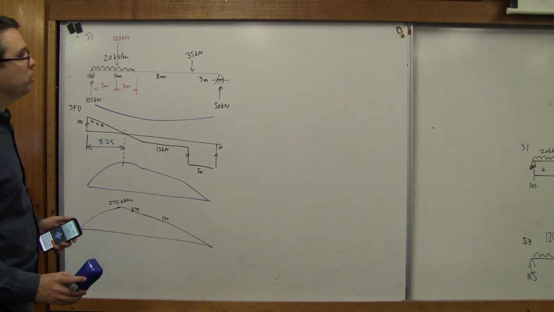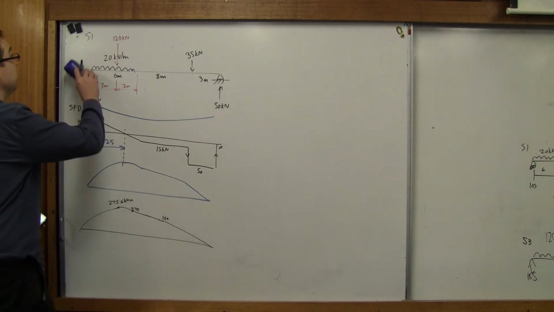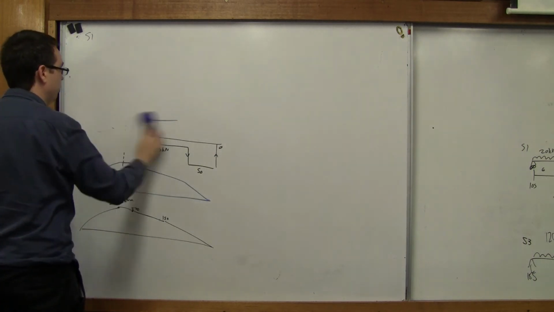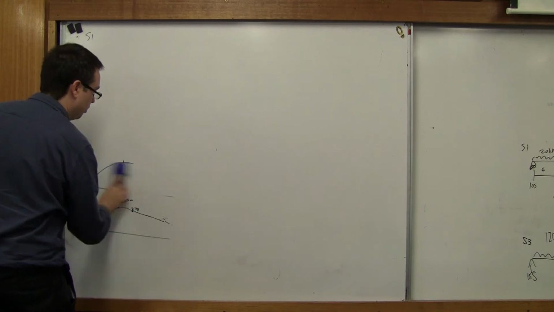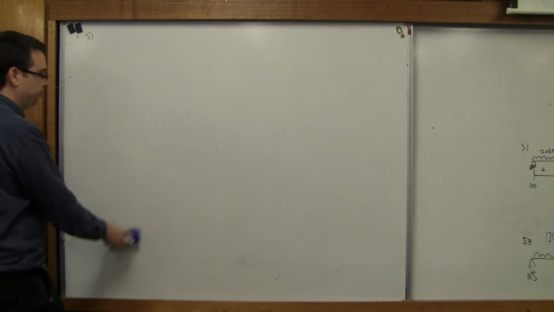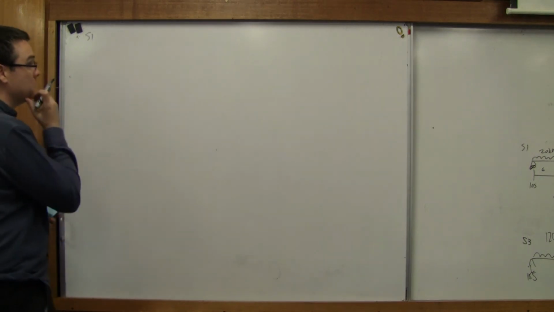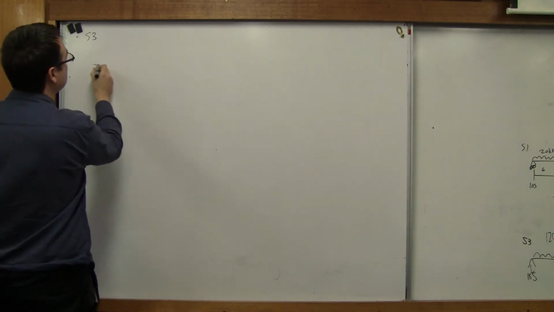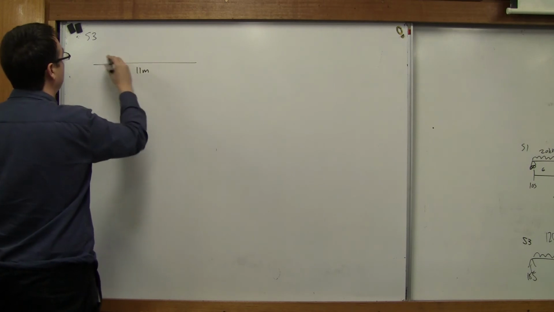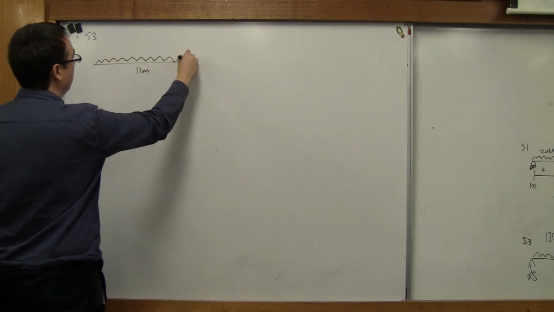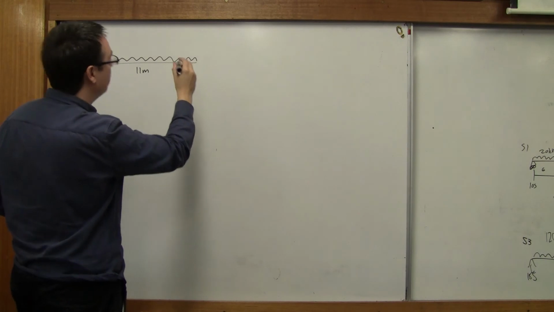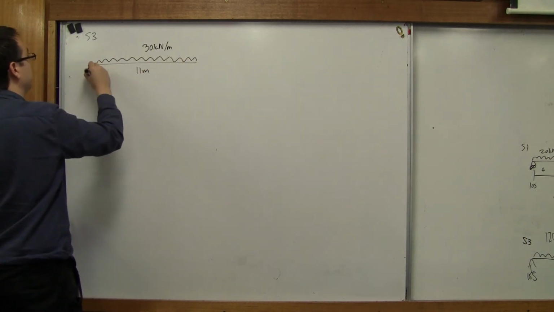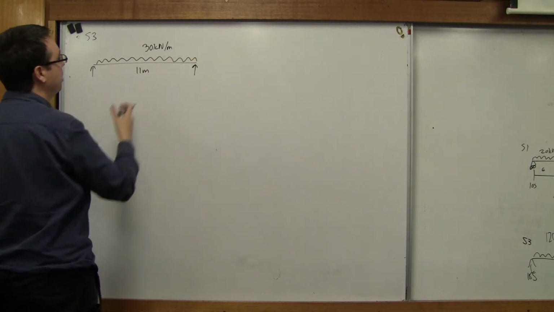Okay, so the next question we're going to look at is 53. It is a simpler question because the whole beam is uniformly distributed load. Again, they've given us the reactions, which makes life easier. So for question 53, it's 11 metres, and there's a uniformly distributed load all the way across of 30 kilonewtons per metre. And we've got two reactions. So we should be able to figure out the reactions.